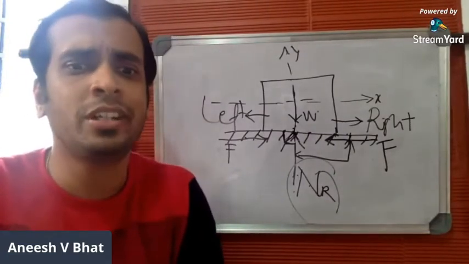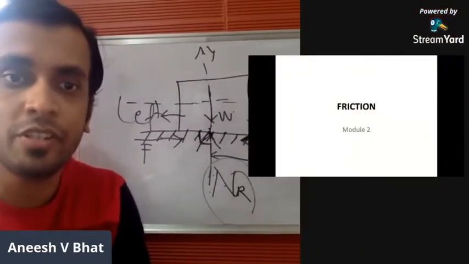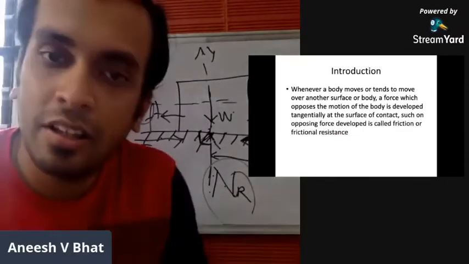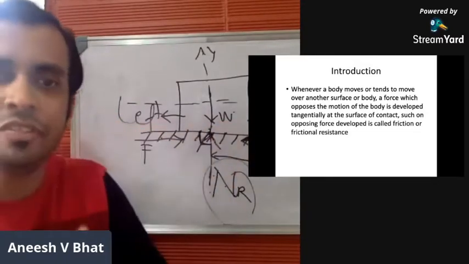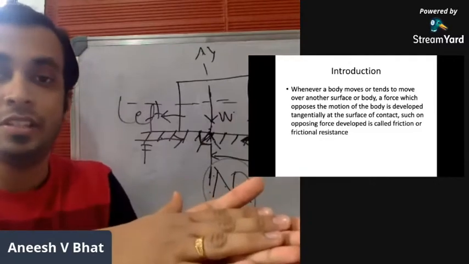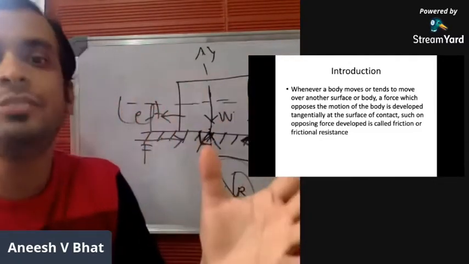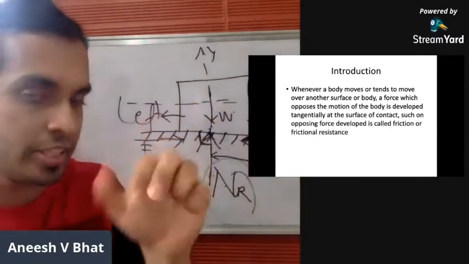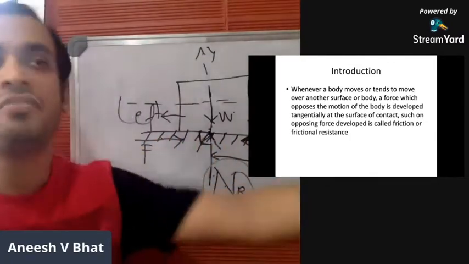Now let us try to understand the concept of friction in detail. This is the definition of friction, which we discussed just now. Whenever a body moves or tends to move over another surface, a force which opposes the motion of the body is developed tangentially at the surface of contact, or the surface offers a tangential force which is opposite to the direction of motion of the body.